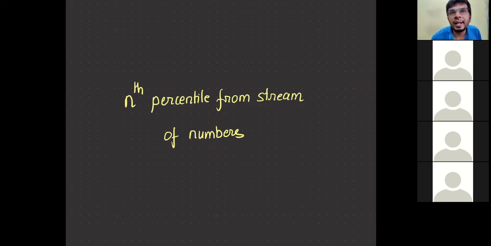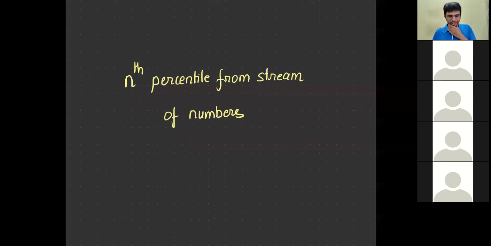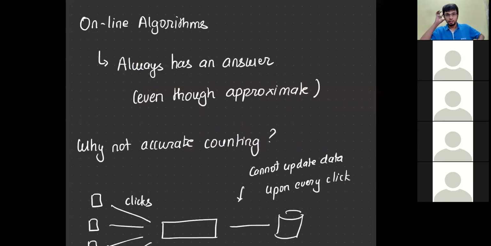Let's jump to the final problem of this thing. What we'll do is we'll find out nth percentile from a stream of numbers. So this is a very oversimplification of the actual problem that it could solve. Like, just see the breadth of this algorithm. Like, you can find out so many places.